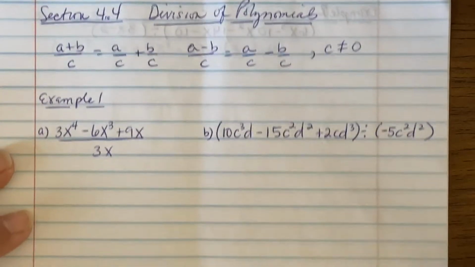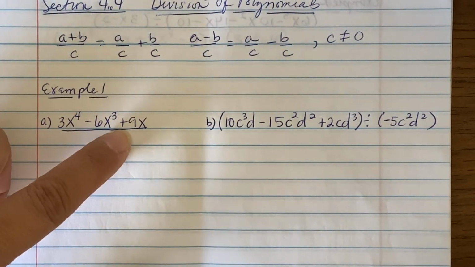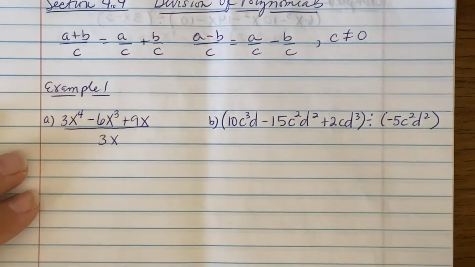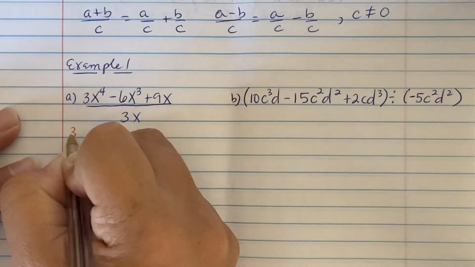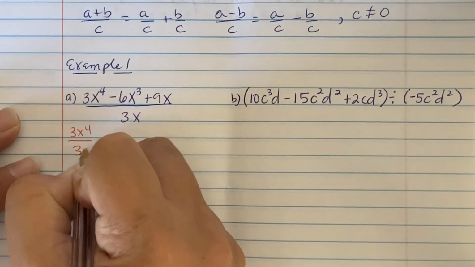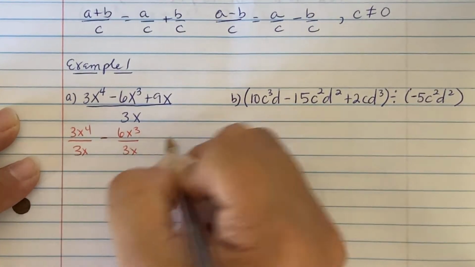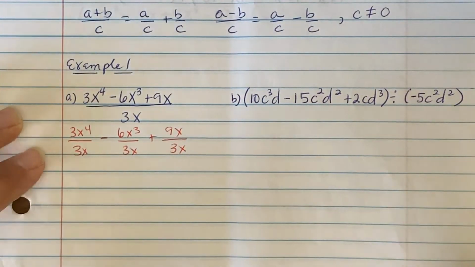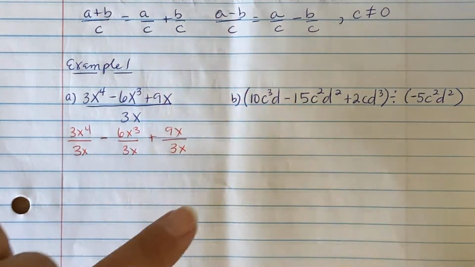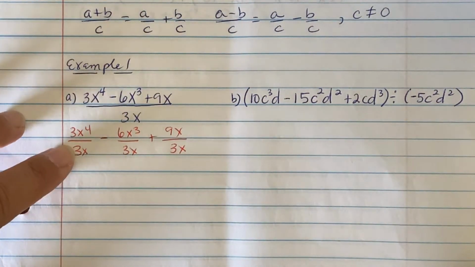So example 1 says 3x to the fourth minus 6x cubed plus 9x all divided by 3x. They want us to rewrite this using the division rules. So we become 3x to the fourth over 3x minus 6x cubed over 3x plus 9x over 3x. First thing I did is rewrote it as individual fractions, and then we're going to apply the rules from 4.1 quotient rules.